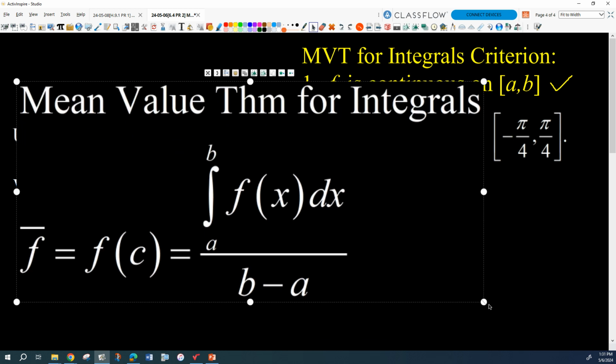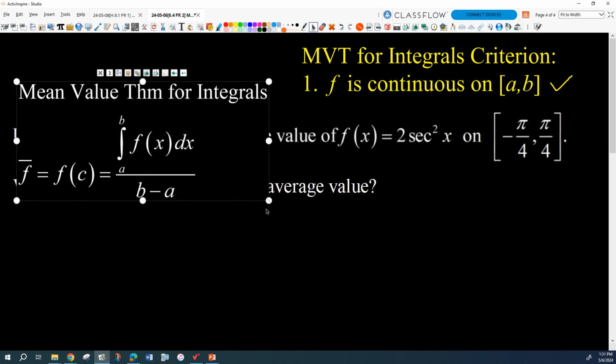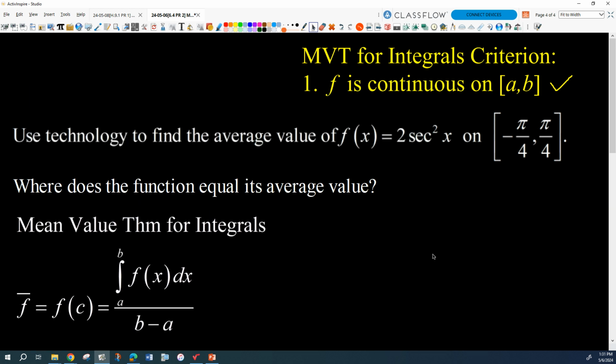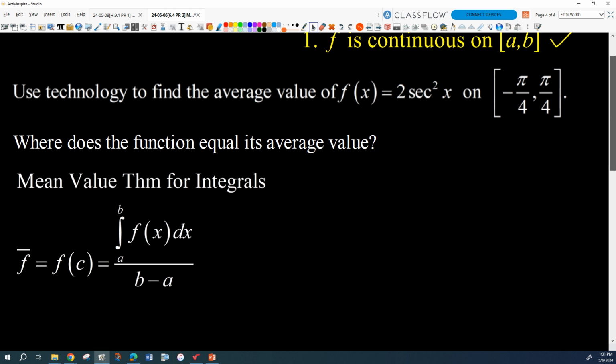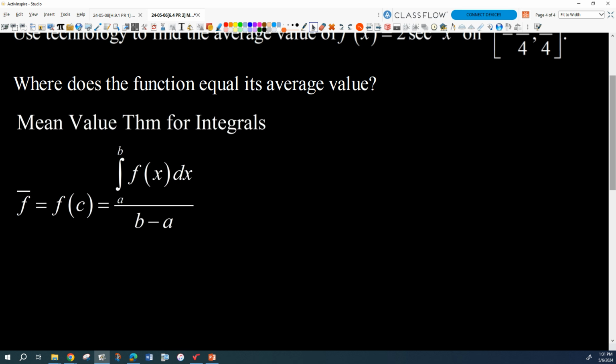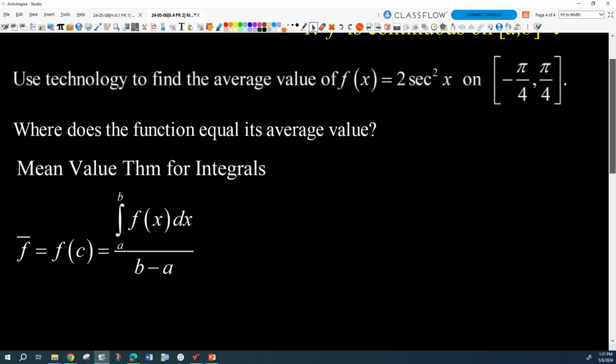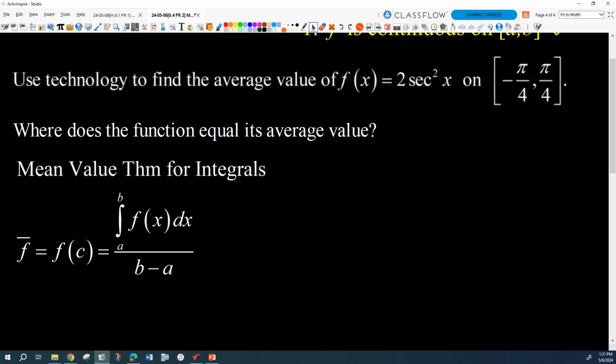Okay, so here is the mean value theorem for integrals. Right? Mean value theorem for integrals tells us that if the function is continuous on some interval, then its average value is going to equal the area under the curve divided by the width of the interval, right? So for us, f of x is 2 secant squared x, right? So what's this all going to become?